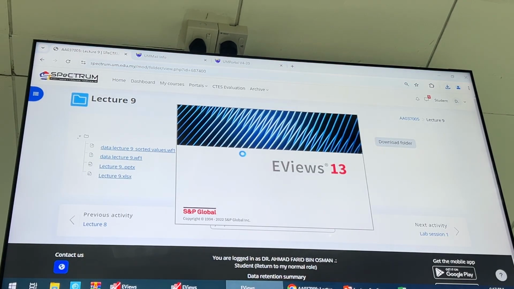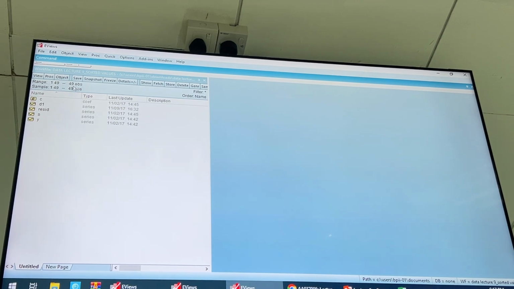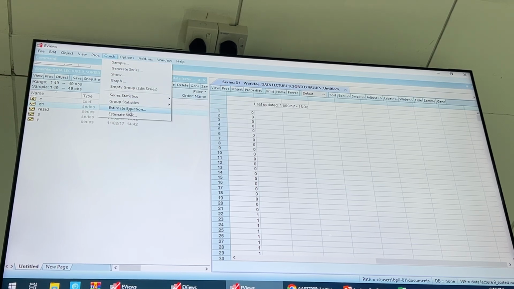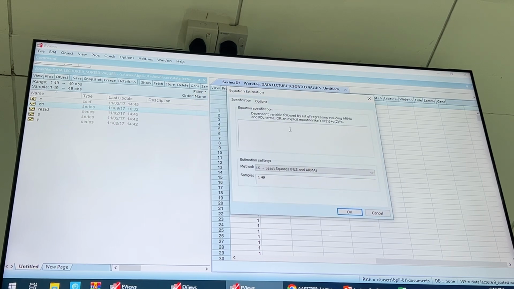The first 21 observations are for male and the rest for female. So using the second data set, you can estimate models separately for male and female. If you do that, you go to Quick, Estimate Equation. We have S C Y for male first, observation 1 to observation 21. And then you compare and see the difference.